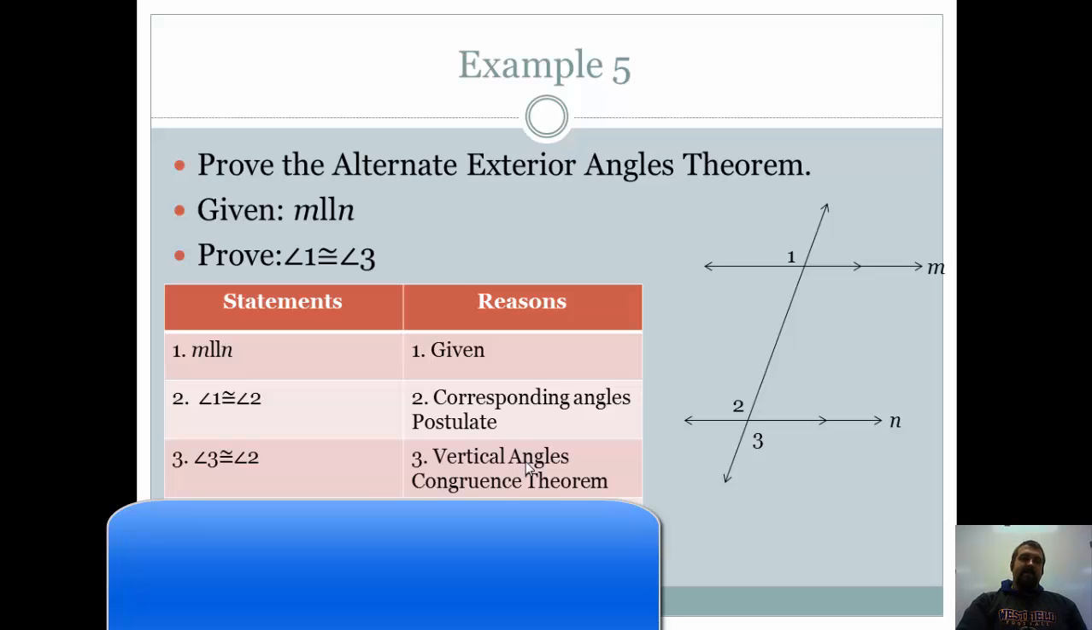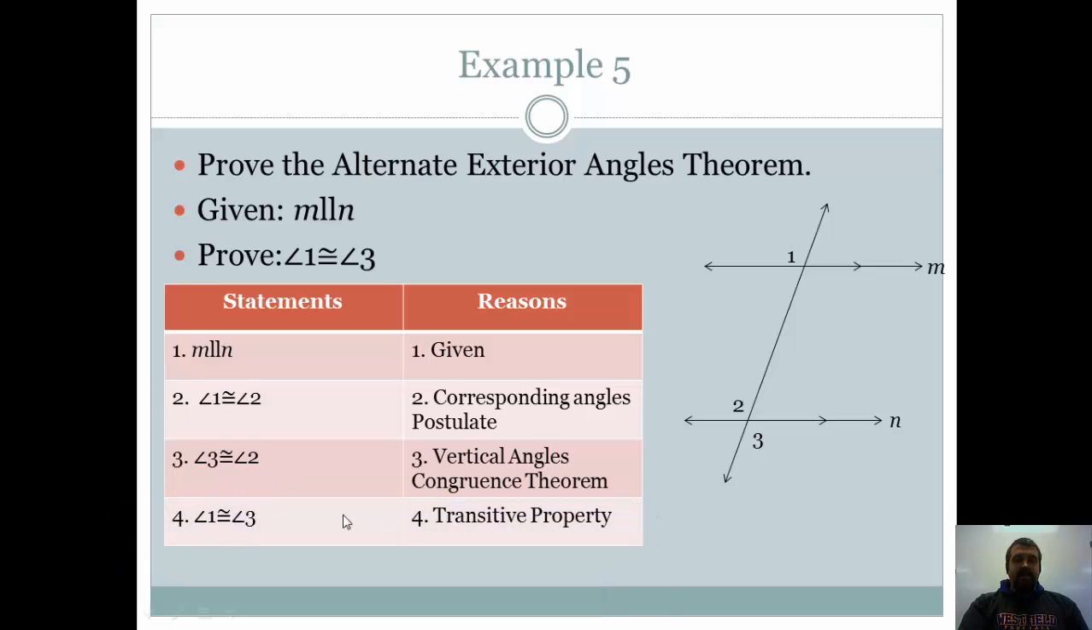And the last thing, if I have angle 1 being congruent to angle 2 and angle 3 being congruent to angle 2, well, angle 1 and angle 3 have to be congruent to each other. And the reason is transitive property. I'm getting rid of that middle domino, that middle step, because they're both congruent to angle 2. They're both congruent to each other. That's the full proof. You now know why you can use the alternate exterior angles theorem. It's proved to you. You know it's true. You've seen the steps. You've seen how the dominoes fall and how this has to be true.